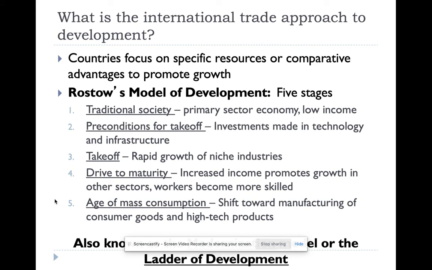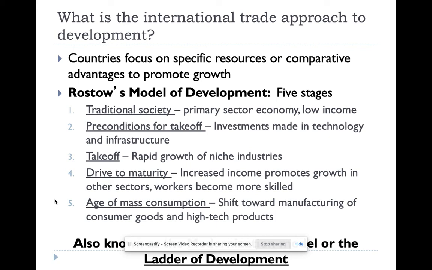So that leads us then to international trade, right? And that gets us into the ladder of development, or Rostow's ladder of development. And that's where a country focuses on specific resources, and the comparative advantages that they have, what's going to make them better at producing something. And that's going to help promote growth in those areas. And then those areas are going to take off. So it starts off in 5 stages.